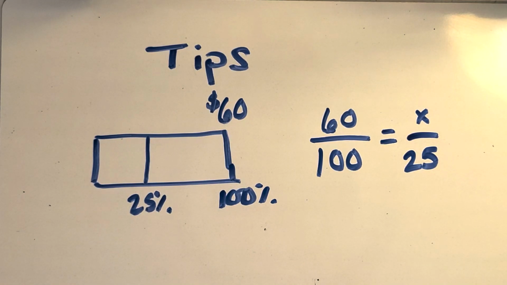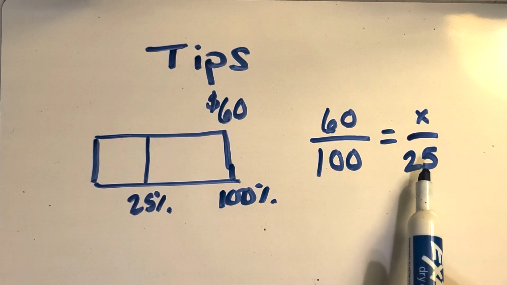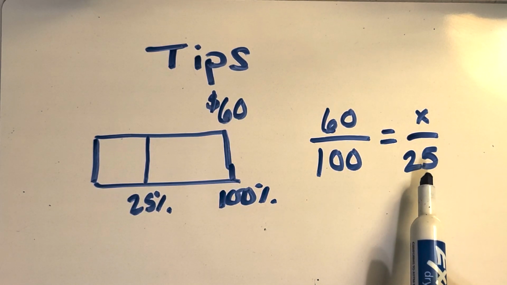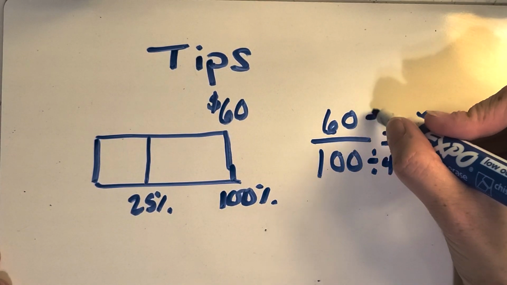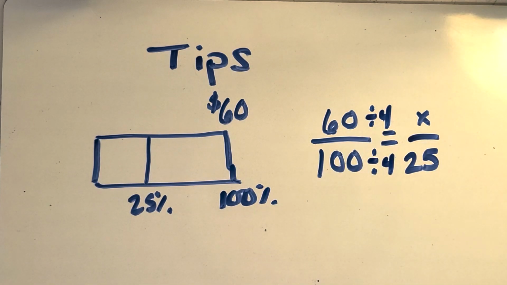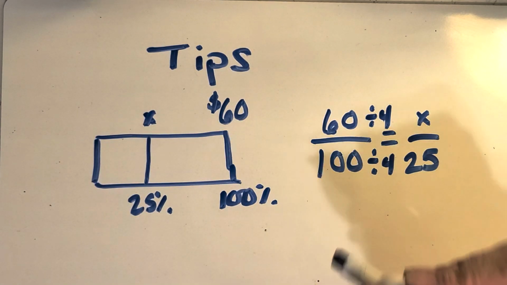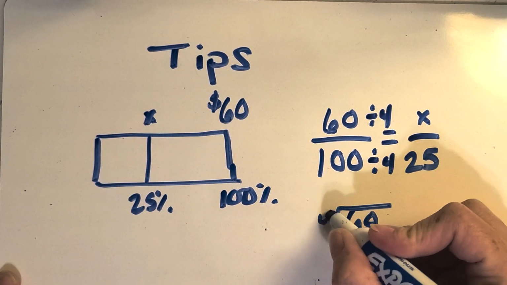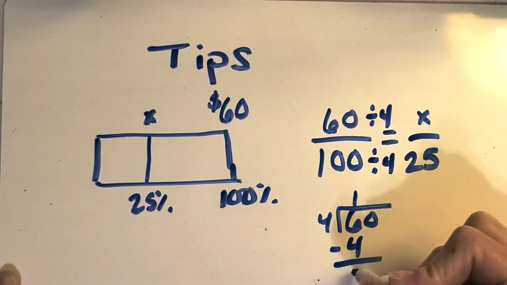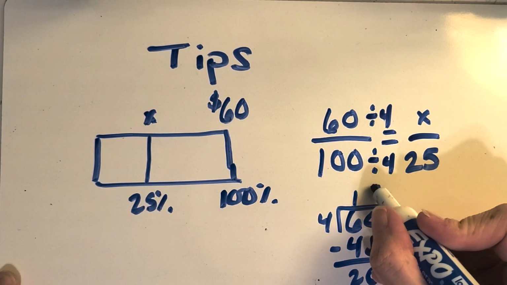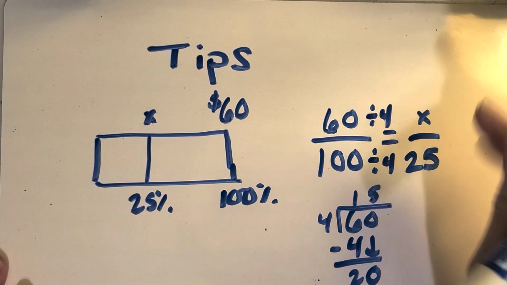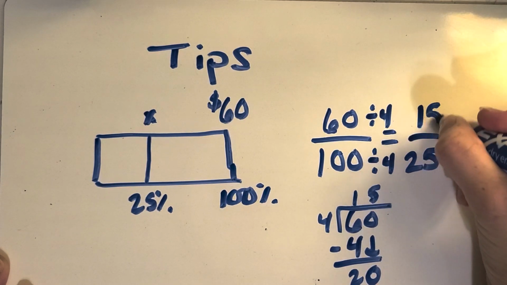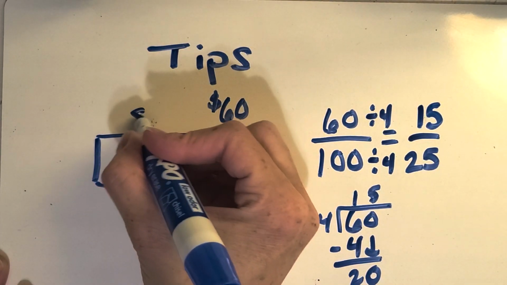So do you notice any sort of pattern to get from 100 down to 25? Yeah, it's a divide by 4 pattern. So we can do that to the top number. I'm going to let you pause the video and solve that. See what we get for our X amount. That's this right here. All right, so I got 15. So that's $15. I'm going to put it here too.